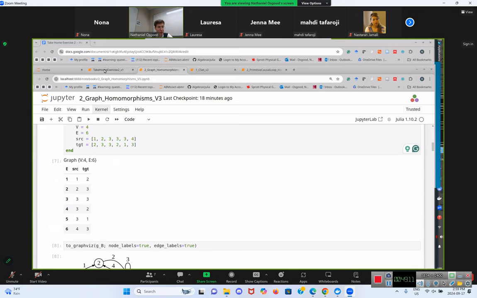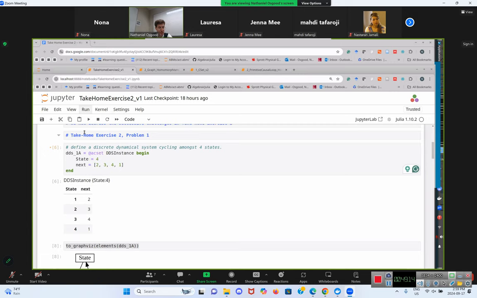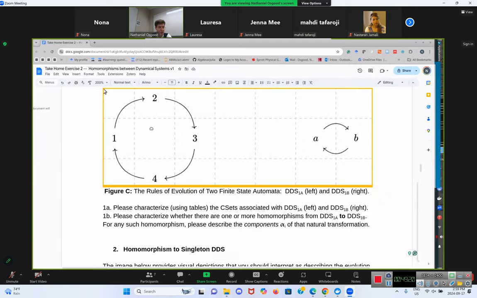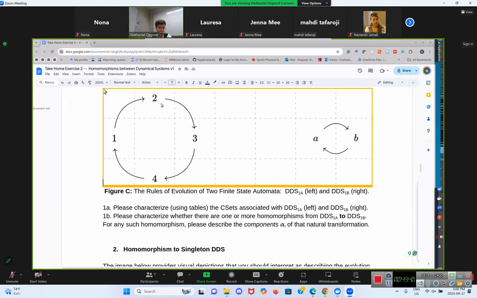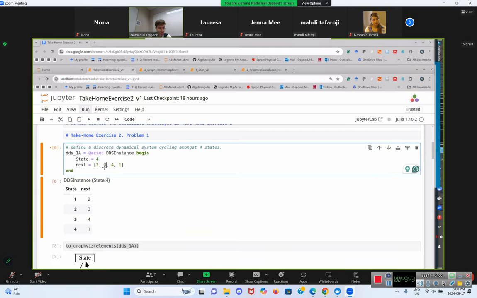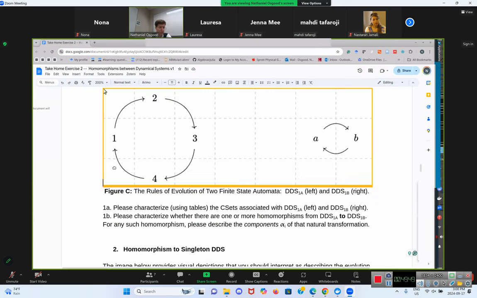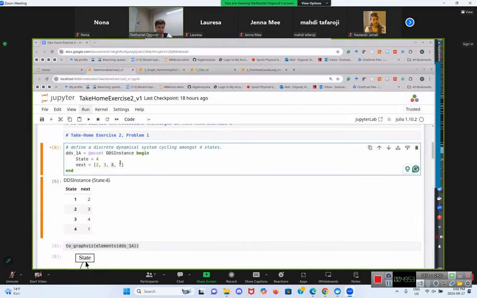Okay. So I'm going to show you the code that I put together for this. So here's DDS 1A. So problem one, this is DDS 1A. We have four states. And the update is if you're in state one, you go to state two next. If you're in state two, you go to state three. If you're in state three, you go to state four. Your current state is the position you're looking at. I'm in state one, so the next thing I go to is two. I'm in state two, the next thing I go to is three. This number here gives me where I go to. Are we okay with this encoding?